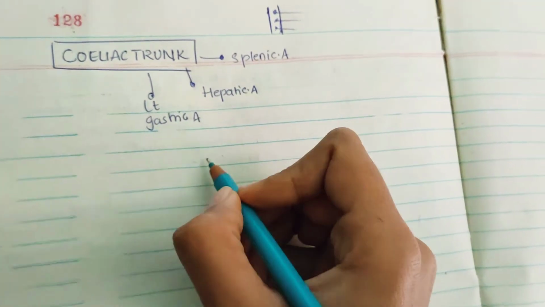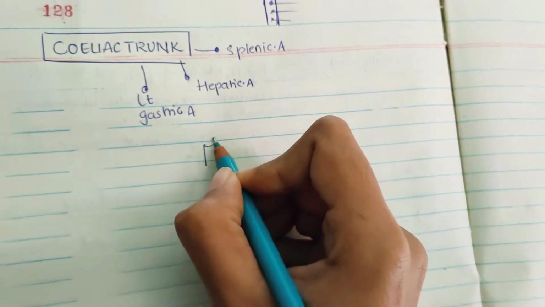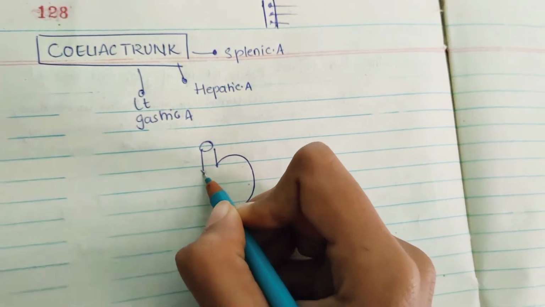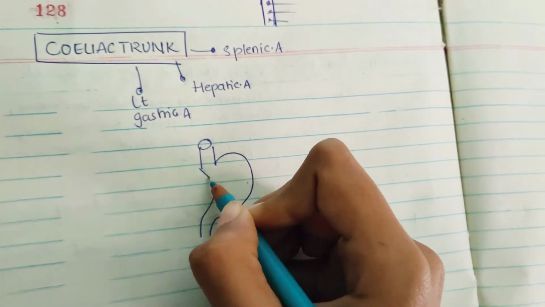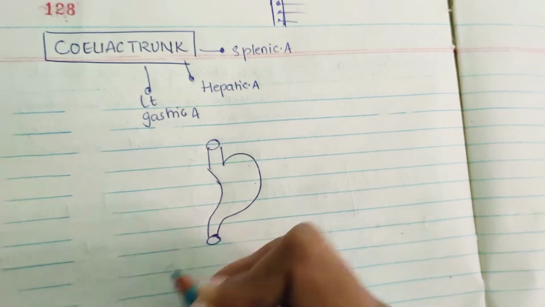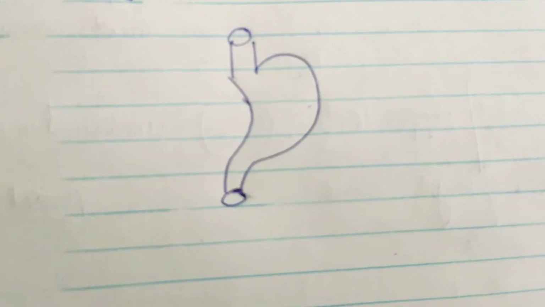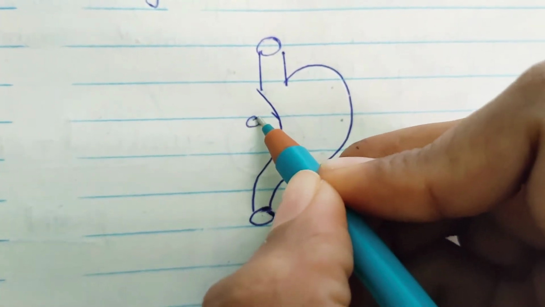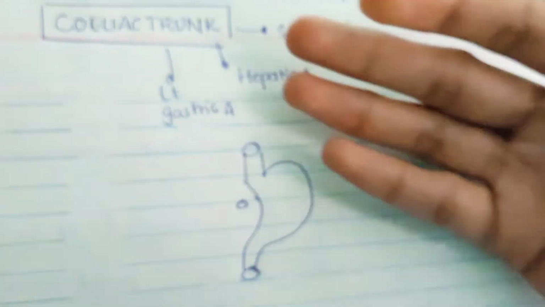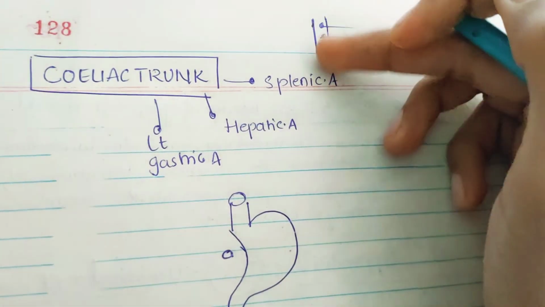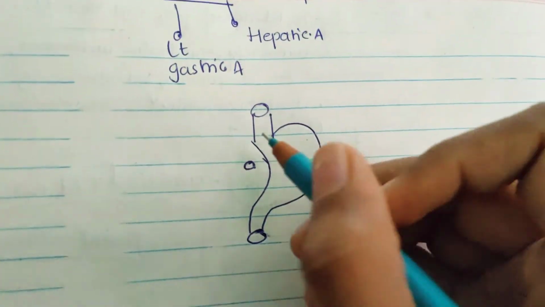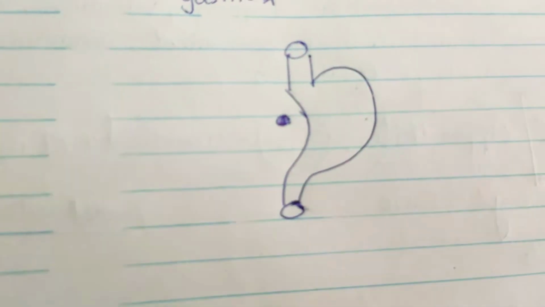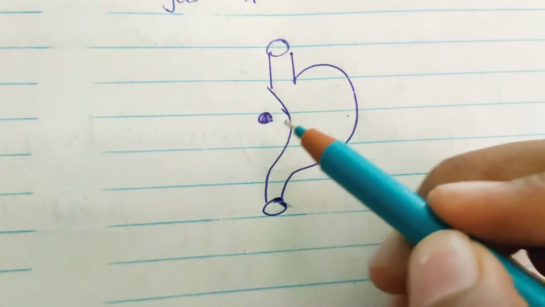For that, first we need to draw the stomach. Okay, this is the stomach. Now let us draw the arteries. First here you have your celiac trunk. As I said, the celiac trunk comes from the ventral side of the abdominal aorta. So if you cut it in a transverse section, then it will look like this. Okay, so this is the celiac trunk. First let us understand it and next we'll label it.